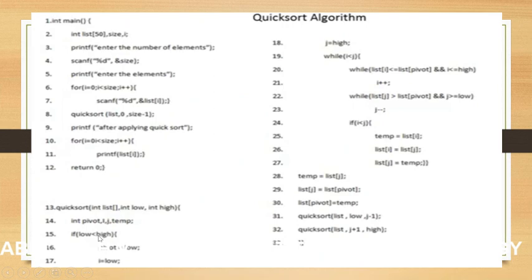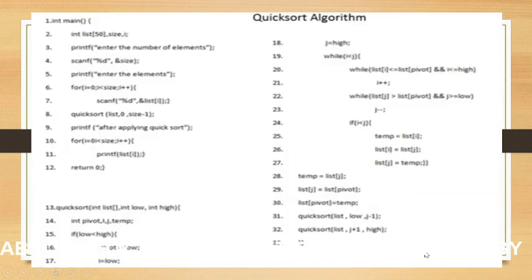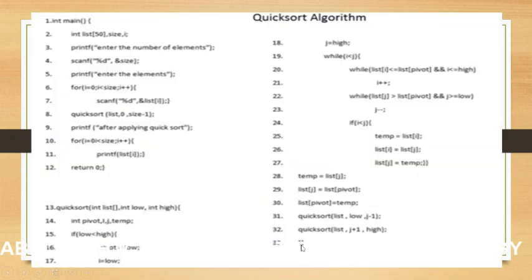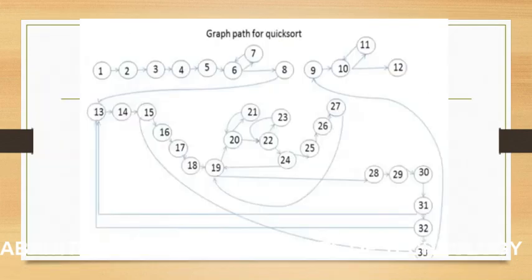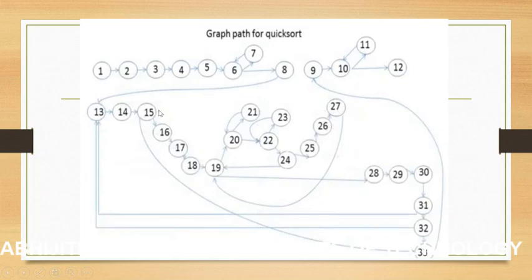Then there is one branching statement: whether low is less than high or not. If it is true, it will enter this path. Otherwise, it will directly exit from this function. Once this condition fails, it will terminate the function and come back to the calling position. So it will go directly to 33, which is termination, and after 33 it goes to the 9th node, and it continues. The array will be printed, and that's all. If the condition is satisfied, that is, if low is less than high, it will enter node 15.